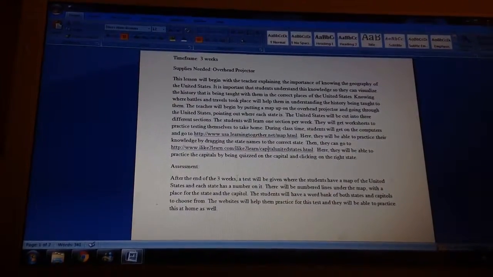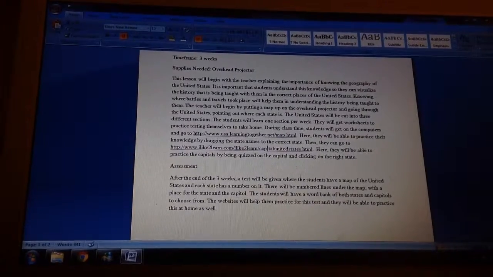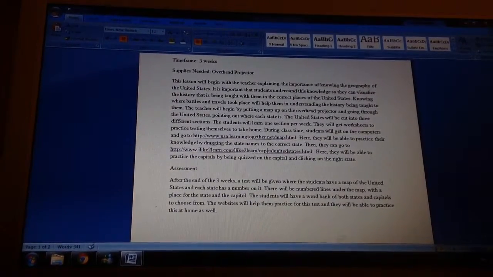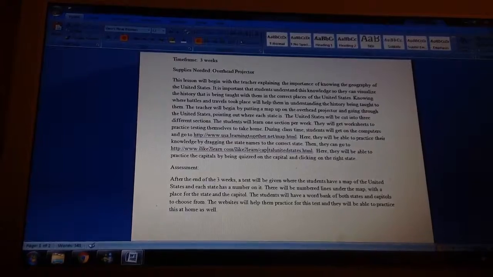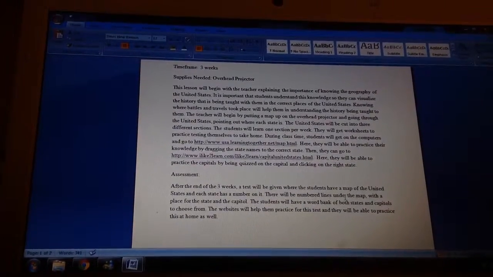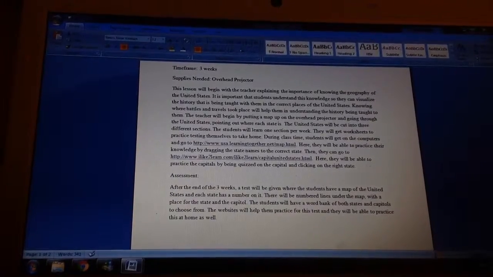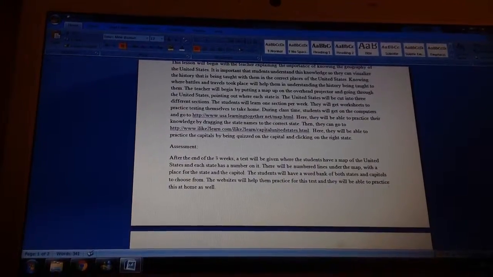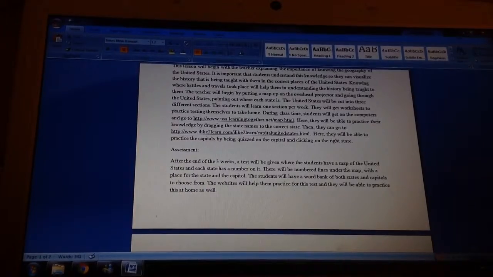And I said, after the end of the 3 weeks, a test will be given where the students have a map of the United States and each state has a number on it. There will be numbered lines under the map with a place for the state and the capital. The students will have a word bank of both states and capitals to choose from, and the websites will help them practice for this test, and they'll be able to practice this at home as well.